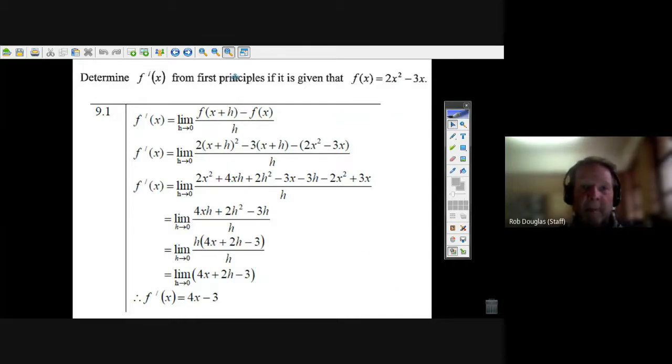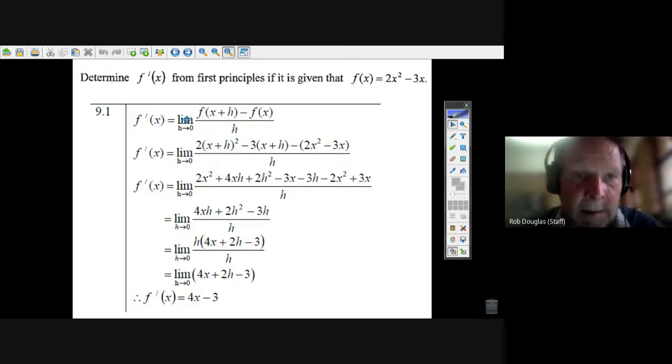They say, from first principles, it is given that f of x equals 2x squared minus 3x. Well, this formula is given, and it tells you exactly what to do. You have to do exactly this. It says the derivative is a limit. It's a limit as h approaches 0 of the change in y over the change in x.